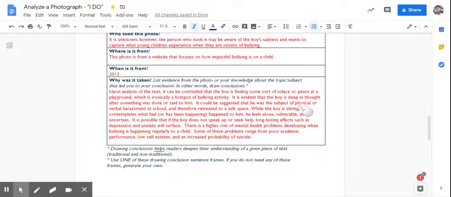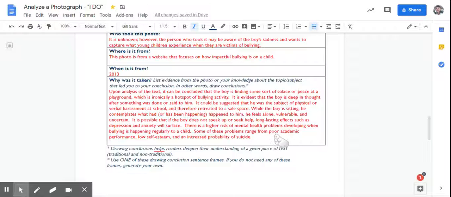It is evident that the boy is deep in thought after something was done or said to him. It could be suggested that he was the subject of physical or verbal harassment at school and therefore retreated to a safe space. While the boy is sitting, he contemplates what had happened to him. He feels alone, vulnerable, and uncertain. It is possible that if the boy does not speak up or seek help, long-lasting effects such as depression and anxiety will surface. There is a higher risk of mental health problems developing when bullying is happening regularly to a child.